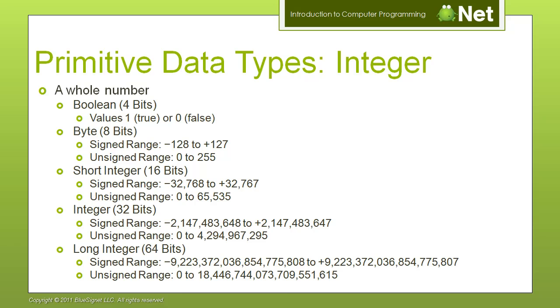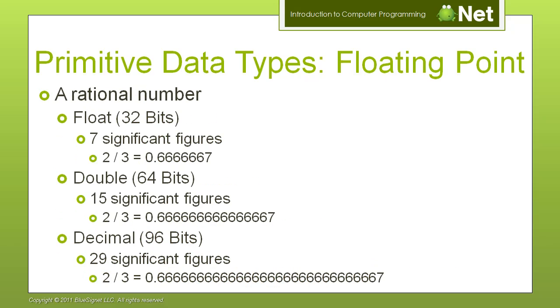So most often you'll use the 32-bit integer, but in some circumstances you're going to use the long integer. There's no decimal place, there's no precision point in integers. It's just a whole number. And the floating point is the opposite, I suppose. It's a rational number, or a real number in mathematics.